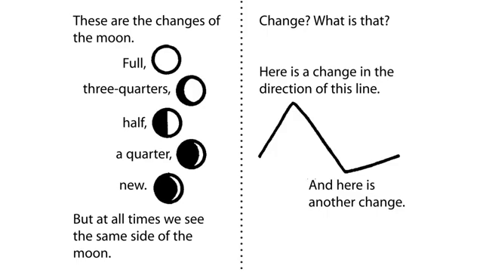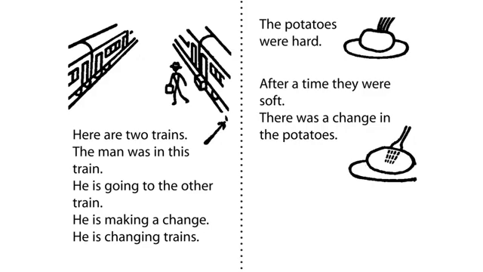Change? What is that? Here is a change in the direction of this line. And here is another change. Here are two trains. The man was in this train. He is going to the other train. He is making a change. He is changing trains. The potatoes were hard. After a time they were soft. There was a change in the potatoes.